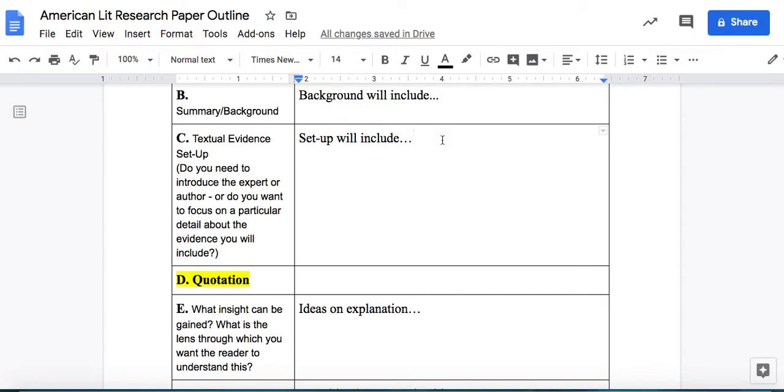explaining child labor laws. You don't have to do all that though. You don't have to say what the child labor laws are. You don't have to introduce the person completely here. You just need to say that you will include that information, okay?